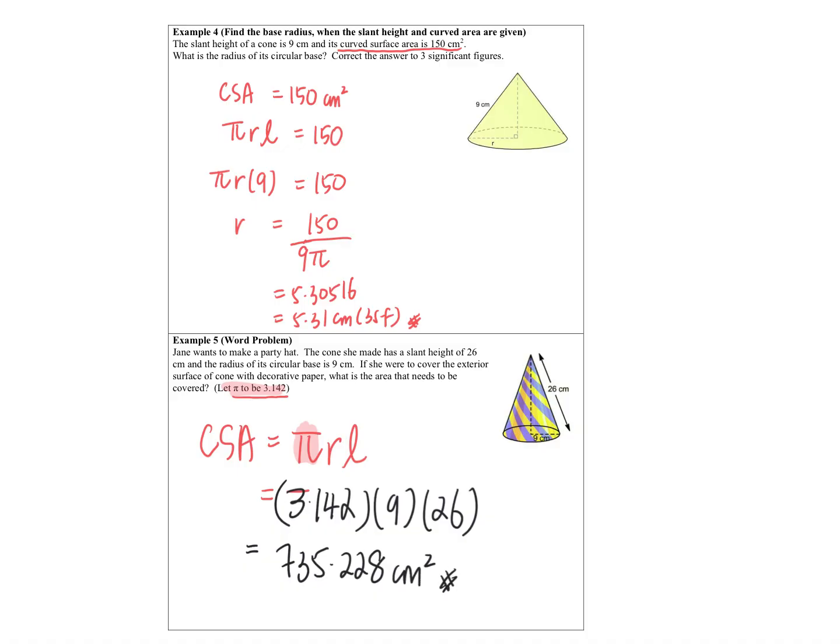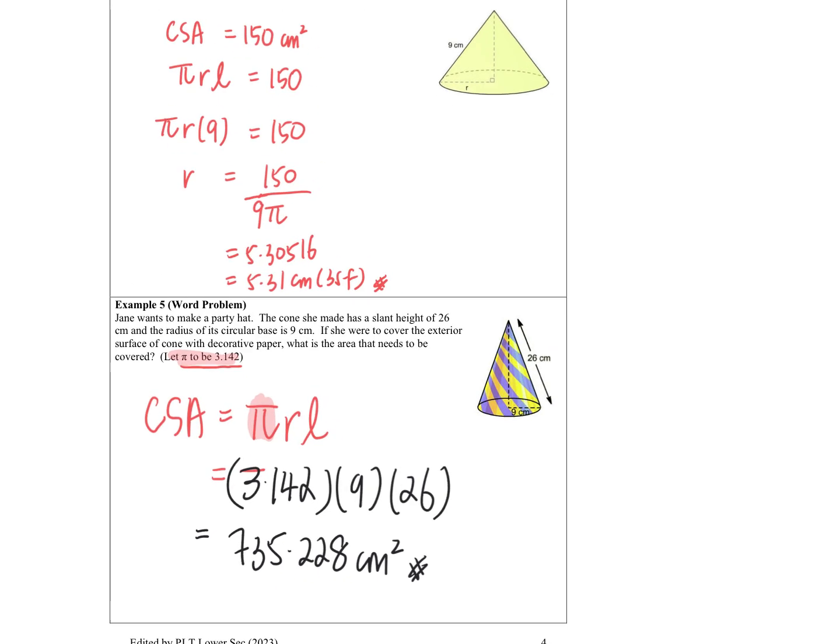Okay, this answer that you get, don't round off. This answer that you get here, no need to round off. Because they gave your pi to be 3.142, let's keep it as the exact answer. Don't round off.